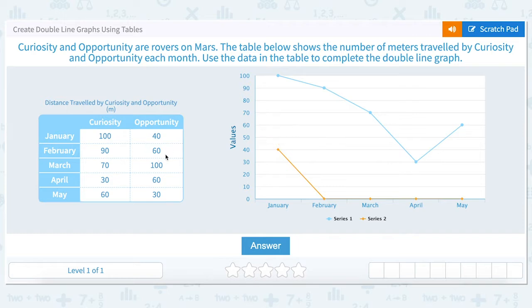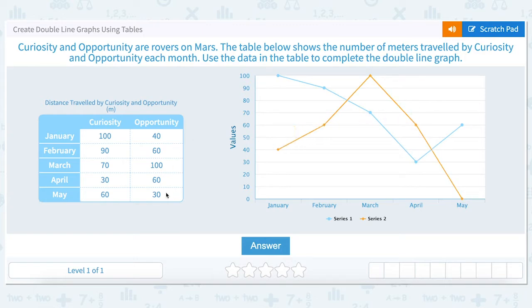In February, Opportunity traveled 60 meters. We will travel up now for February, up the graph until we hit 60 meters on the y-axis, and we will plot a point. For March, Opportunity traveled 100 meters. We'll follow the same steps, go to March on the x-axis, and go up until we reach 100 on the y-axis. In April, Opportunity traveled 60 meters. We'll travel up now the y-axis until we reach 60 and plot a point.